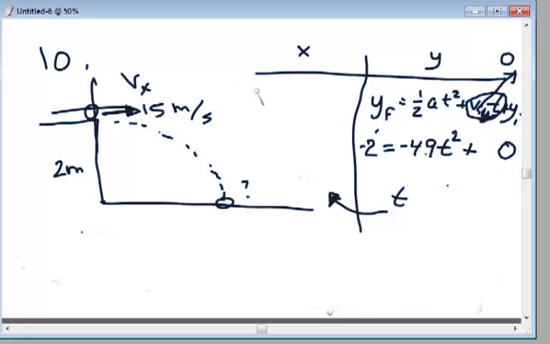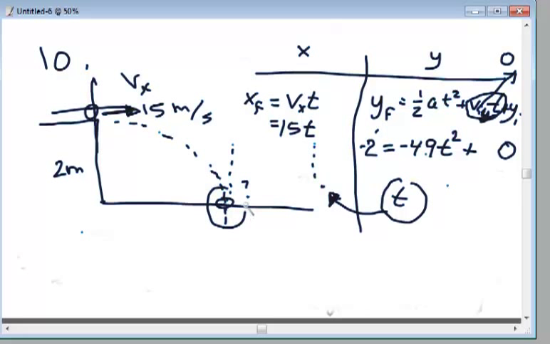In the x world, what do we have? We've got x final, which is what we're trying to figure out. Our final x position is equal to v in the x direction, which is 15, because that's pure x motion, times the time that we just solved for. 15 times whatever time you get should land you in just the right spot.